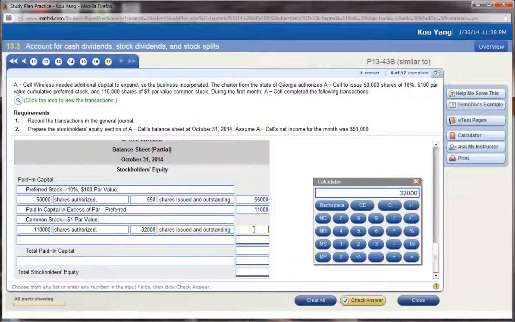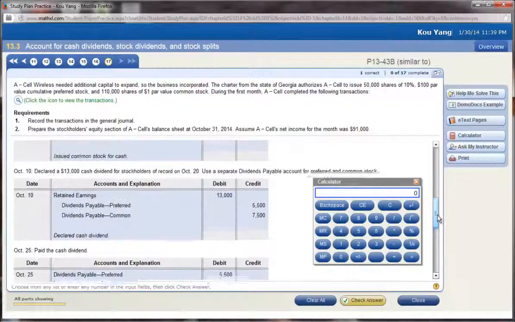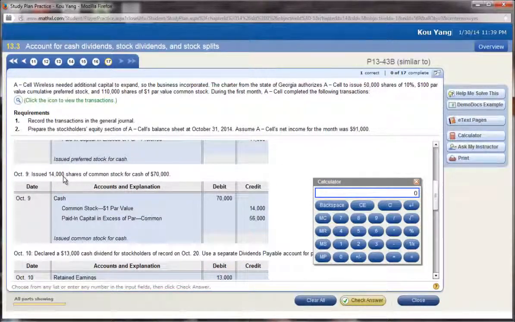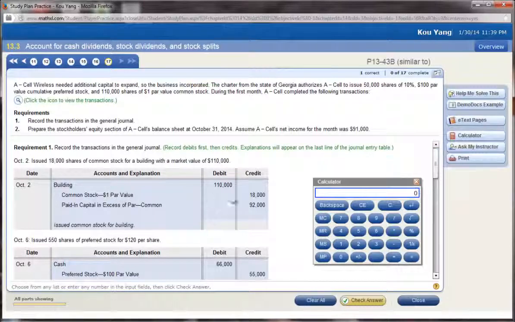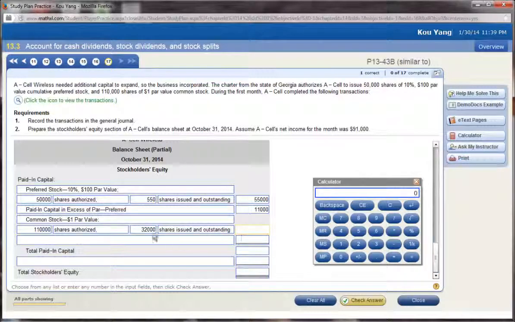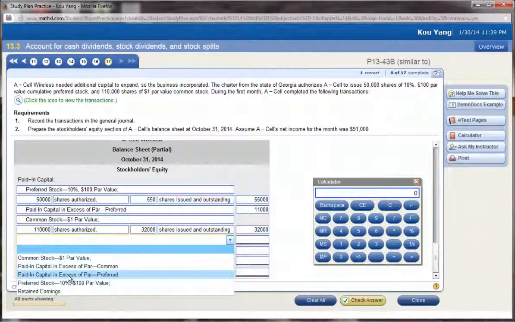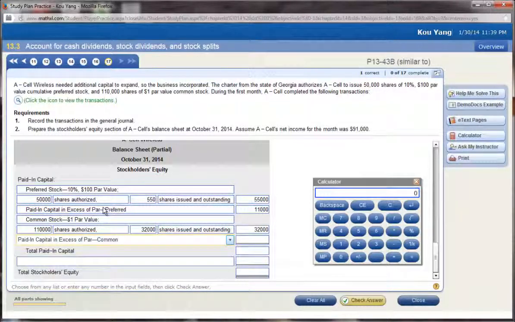outstanding. So now that I went through and took each of my transactions up here for common, I have to add these amounts together. And since the par is $1, it's pretty easy to determine that par. If we issued 32,000 shares and it's $1 par, it's going to be 32,000 here. That's pretty standard there. But the excess here, same concept as what we did for preferred, paid in capital in excess of par for the common.